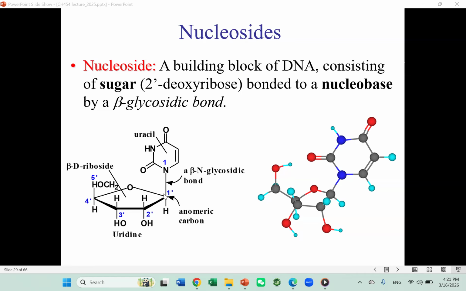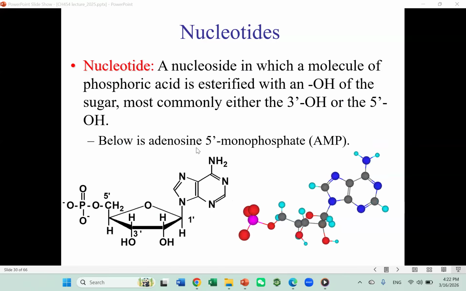So why is it called beta? Because of this bond's orientation. If it is going up, we call it beta, and if this bond is going down, we call it alpha. For all natural DNA and RNA nucleic acids, the glycosidic bond is beta. Please keep in mind, all going up.